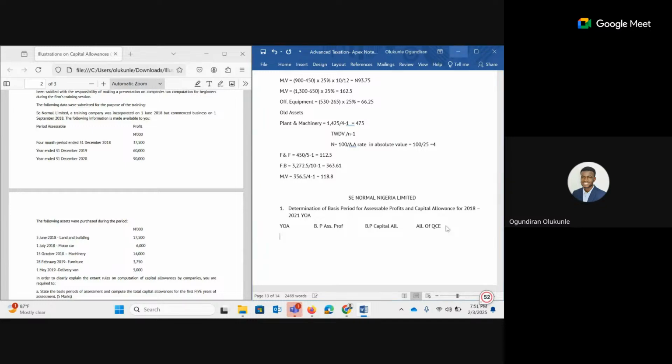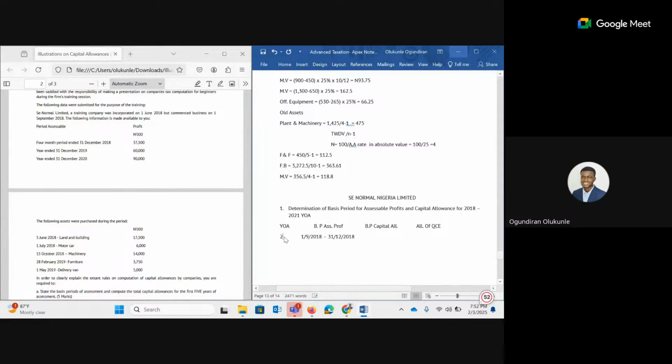All right, so let's get into the business. Remember in our first class, we said the basis period shall be from the date of commencement to 31st December of that same year. So what's the date of commencement of this business? First September 2018. So 1st September to 31st December 2018, and it will be on actual year basis.